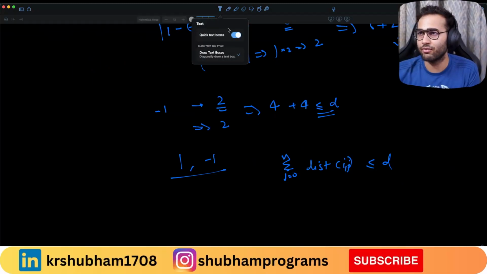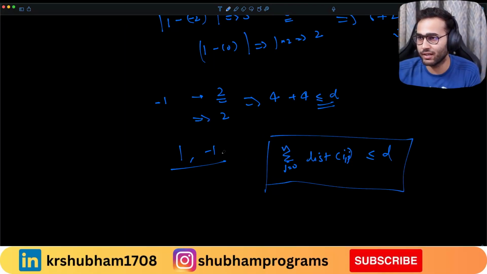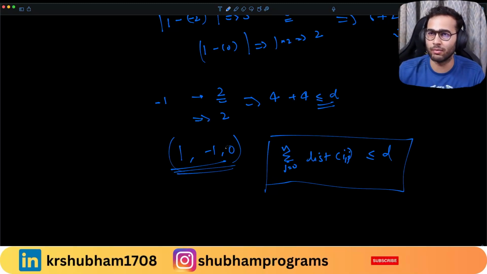In our case, for this example, the answer is 3. The possible numbers are 1, -1, and 0. These are the possible numbers and the only possible set of numbers.